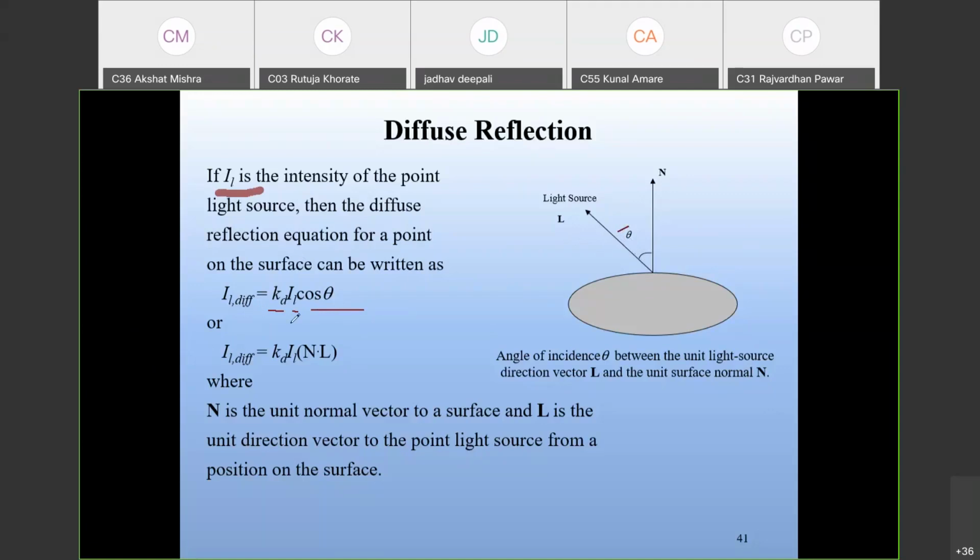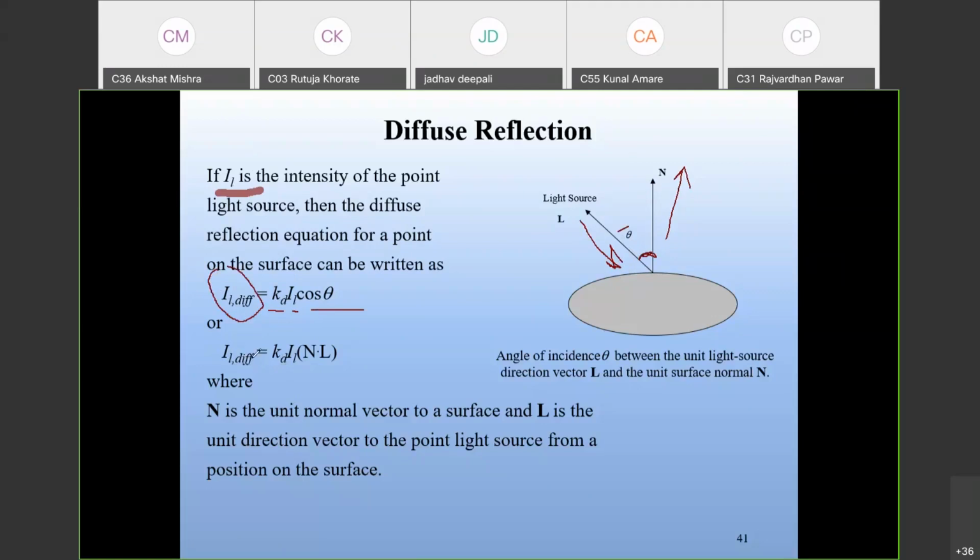It's a very simple equation. The intensity calculation is the multiplication of Kd, the diffuse reflection coefficient, which is the way in which it reflects the light, IL, the intensity of the point light source incident on this surface, and cos theta, the angle between these two. So when the angle increases, the value decreases.